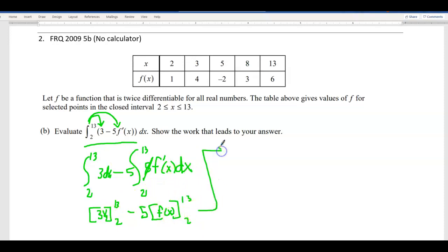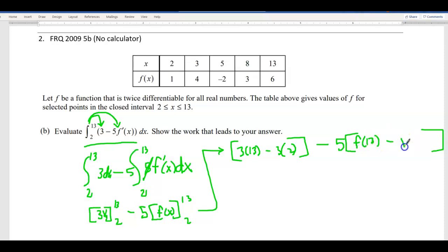Now we're going to do the fundamental theorem of calculus on both of these pieces here. First of all, we have this 3x one here. I'm going to widen the brackets there. So we're going to have 3 times 13 minus 3 times 2. Why do we have that? Well, according to the fundamental theorem of calculus, you plug in your 13, you plug in your 2, and you subtract those two results. And that's for this whole thing there. But we still have this minus, and we still have this whole bracket set here with a 5 in front of it. So for this one, it's going to be f of 13 minus f of 2.